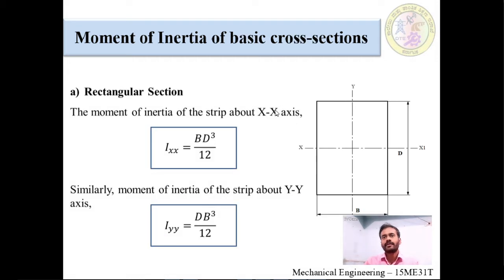Now we will discuss moment of inertia of basic cross sections.